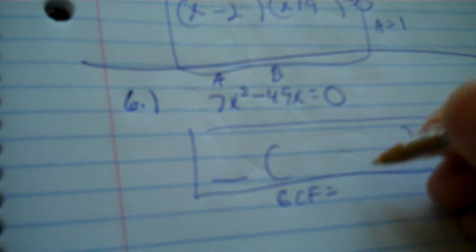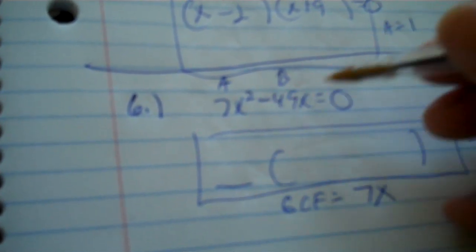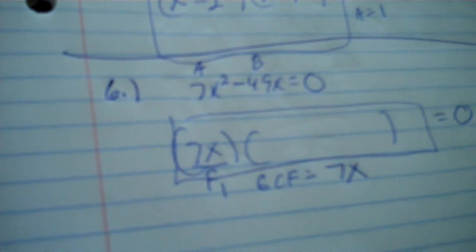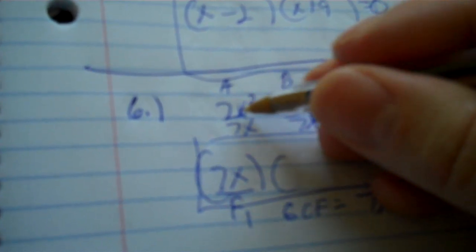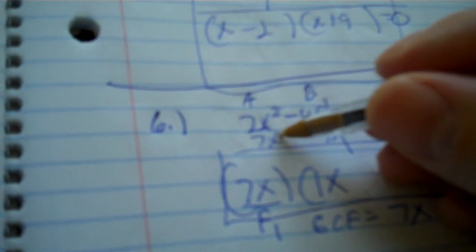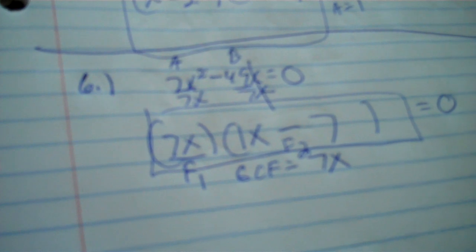GCF of 7 and 49 is 7. And you need an x with the 7 because both of them have x. So I factor out 7x, and that's your F1. And I divide by 7x. That's going to be 1x. Remember, that's no longer to the second power when you divide by x. And then minus 7. That's F2.